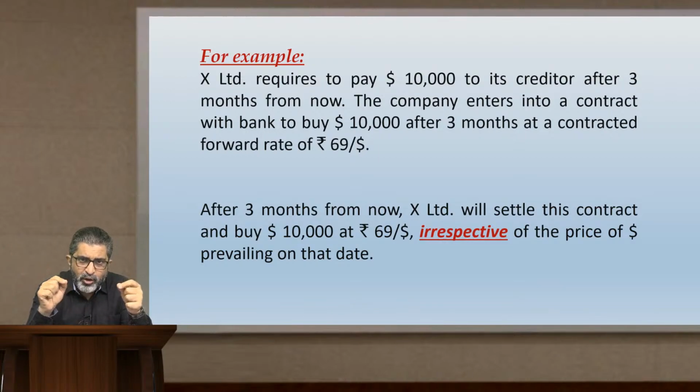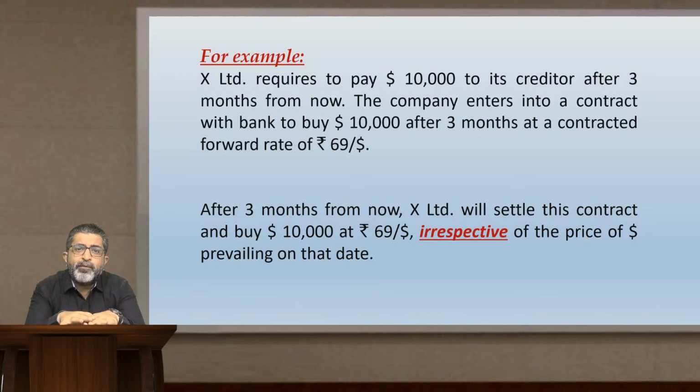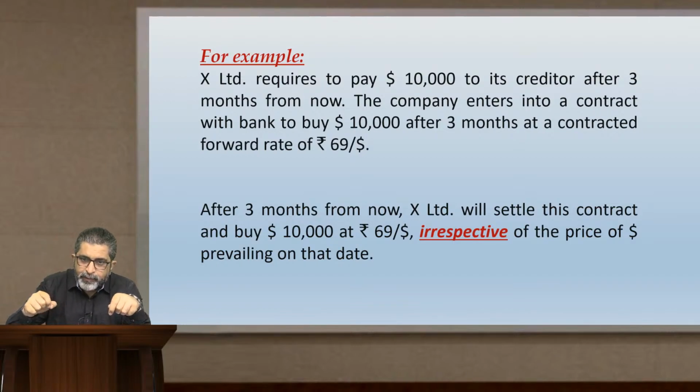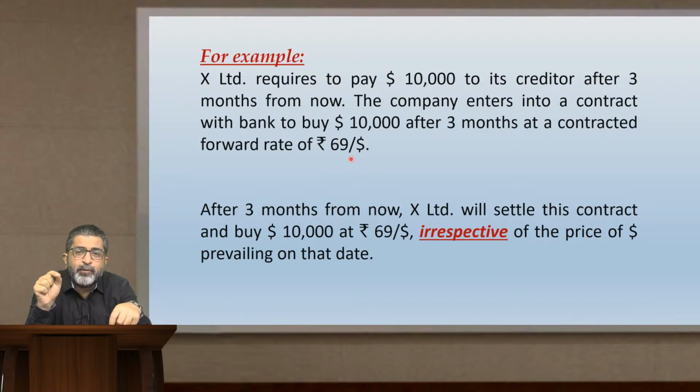You approach a bank or an authorized dealer and you enter into a forward exchange contract with them. You ask them to freeze the rate today, fix a rate today. Later, when you have to make the payment, irrespective of whatever rate is prevailing on that date, whether favorable or unfavorable, you will be eligible to buy those $10,000 at that rate. So the given forward rate in this example is rupees 69 per dollar. In other words, you will be eligible to buy $10,000 at the rate of rupees 69, irrespective of the spot rate prevailing on that date.